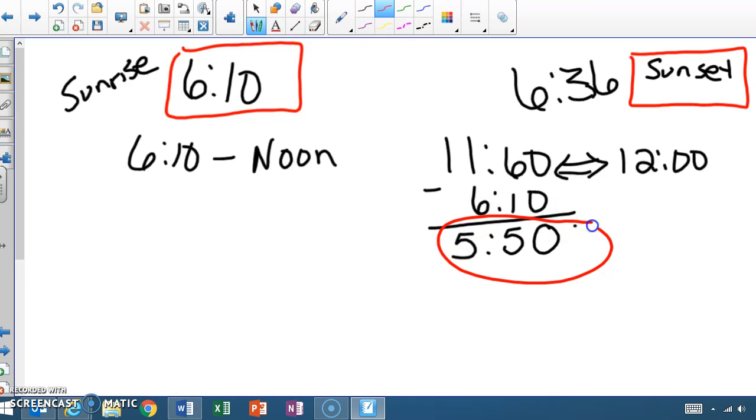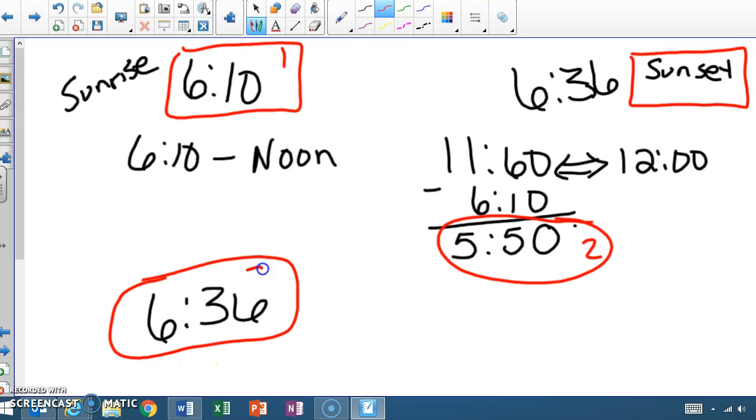So step two, I have my time span in between noon and sunrise. Step three, this is step one, this is step two, step three is the easiest of them all. That would mean that you just directly write down the time for sunset. In this case, sunset is 6:36. And just to be consistent, circle it. Put step three.